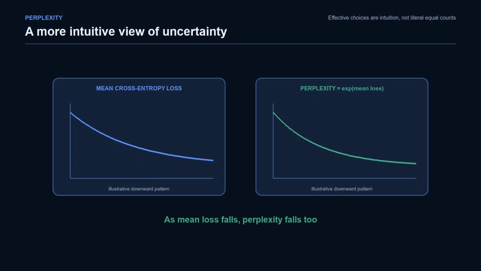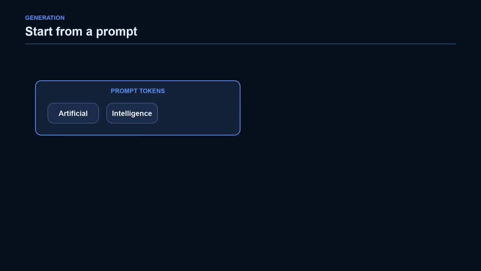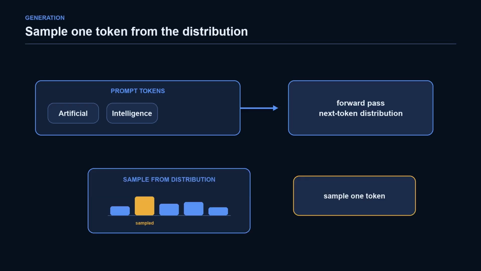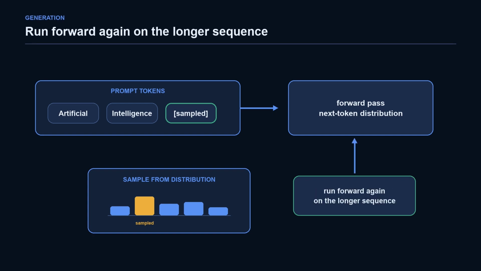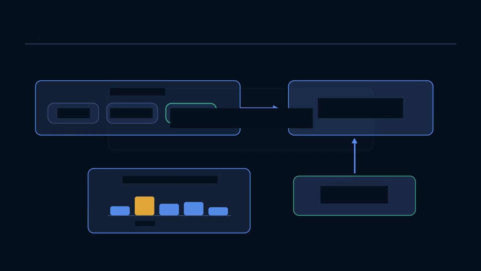Once the model has trained for enough steps, we can ask it to generate text. And here's how generation works. We give the model a starting point, which is a few tokens to kick things off, and then the model runs its forward pass and produces a probability distribution over the next token. We sample from that distribution to pick one token. We append that token to the sequence, and then we run the forward pass again on the longer sequence. And then you keep repeating this process one token at a time until we have generated as many tokens as we want.